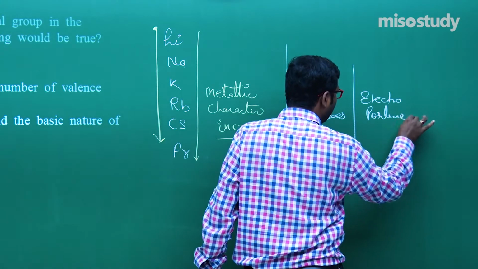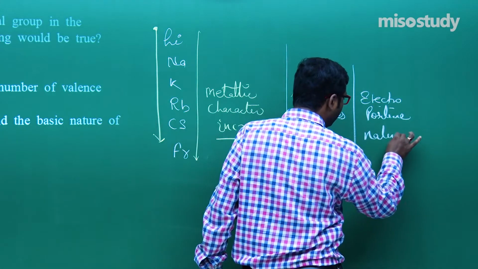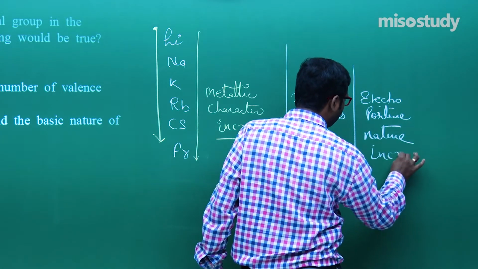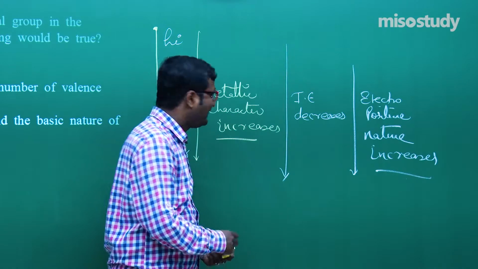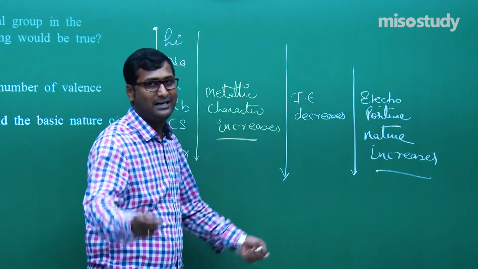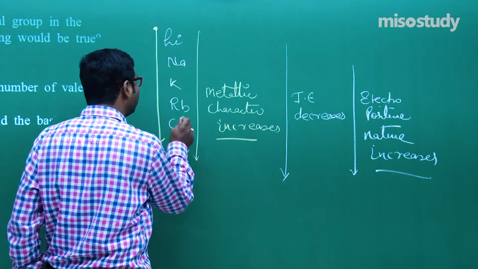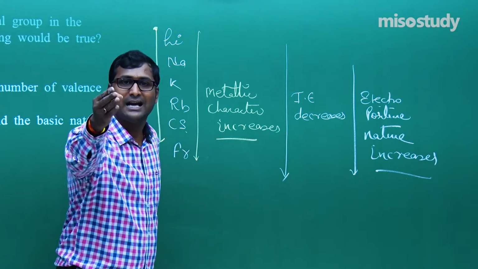If ionization energy decreases, that means electropositive character increases. Yes sir, electropositive nature increases. Clear to you? Electropositive nature increases. Then definitely there is a decrement in electronegative character, because metals are electropositive, not electronegative.